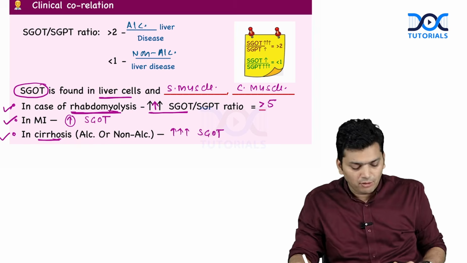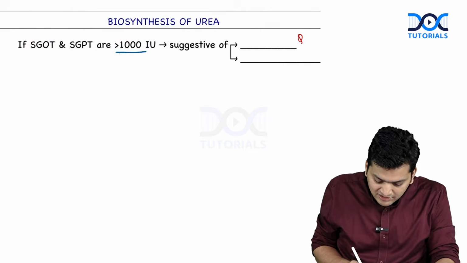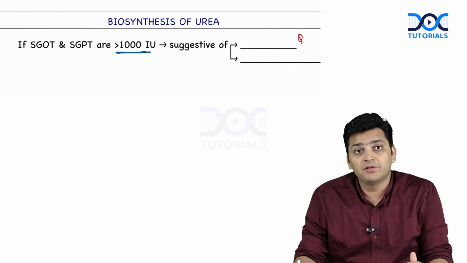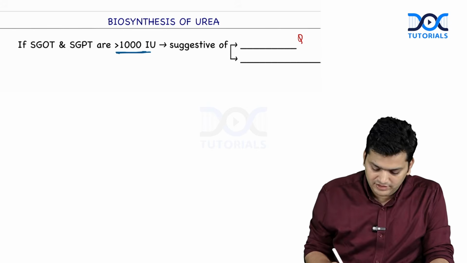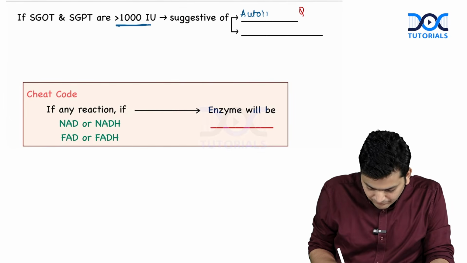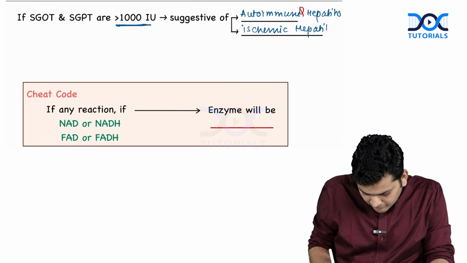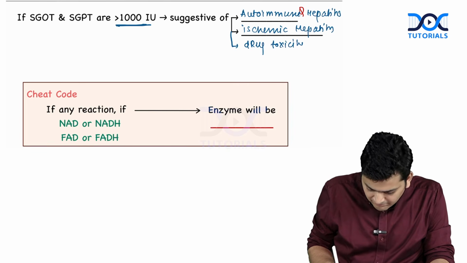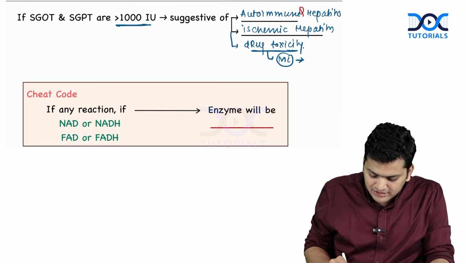What are the other important areas near to this? Normally SGOT, SGPT is 30-40 international units. But if the SGOT, SGPT is in the thousands, what can be the causes? There are only a few causes, such as autoimmune hepatitis, ischemic hepatitis, and drug-induced hepatitis or drug toxicity. The most common drug that leads to hepatitis or liver damage is acetaminophen.